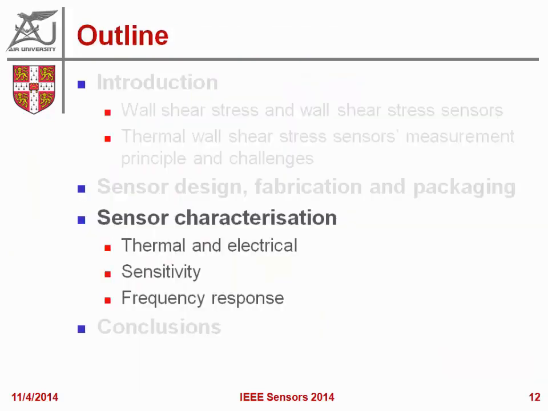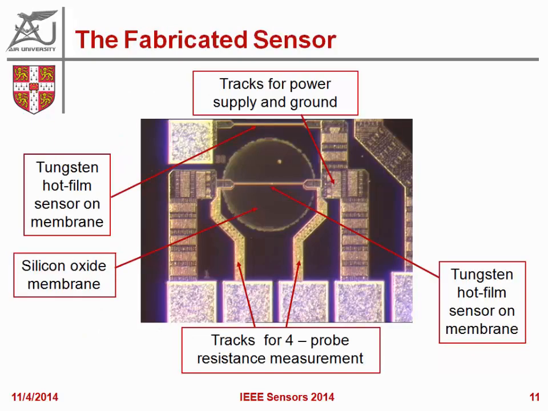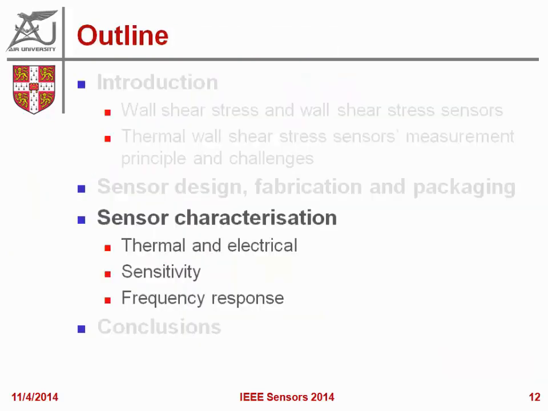So it's a tungsten hot film. This is a tungsten hot film on a silicon oxide membrane created through deep reactive ion etching. And this is a tungsten hot film sensor on the substrate. Sorry for this typo: this is on the substrate, and this is on the membrane. And then we have 4 probe measurements to make sure that the resistance measurements are accurate.